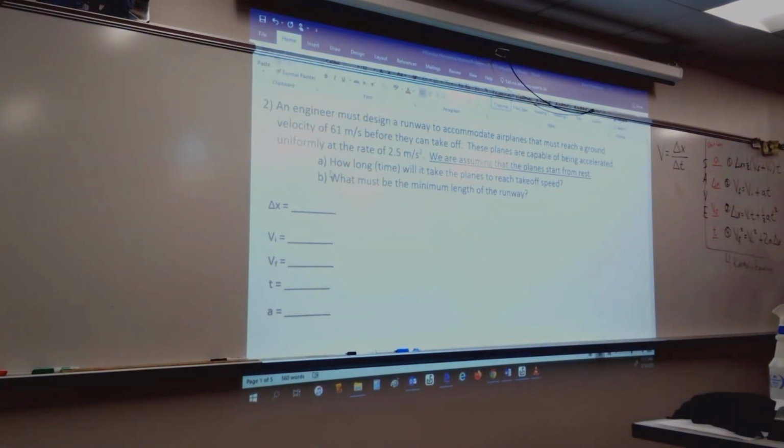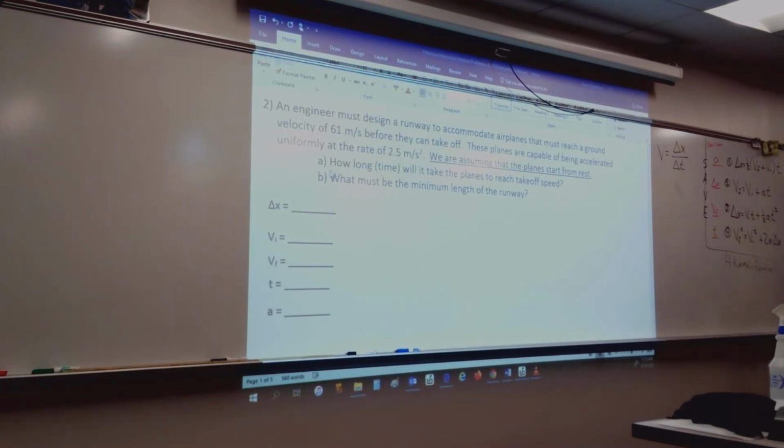In this class, in regular non-AP, non-calculus based physics, the acceleration will always be constant. It'll either be a constant 0 acceleration, which is constant velocity, or a constant non-zero acceleration. So if something says it's accelerating uniformly at 2.5, it means it's doing that indefinitely and is not changing that.